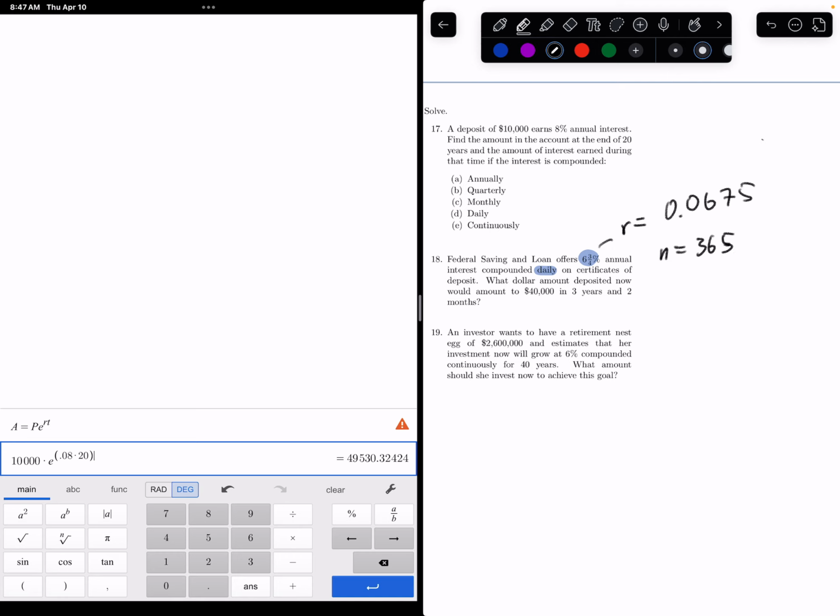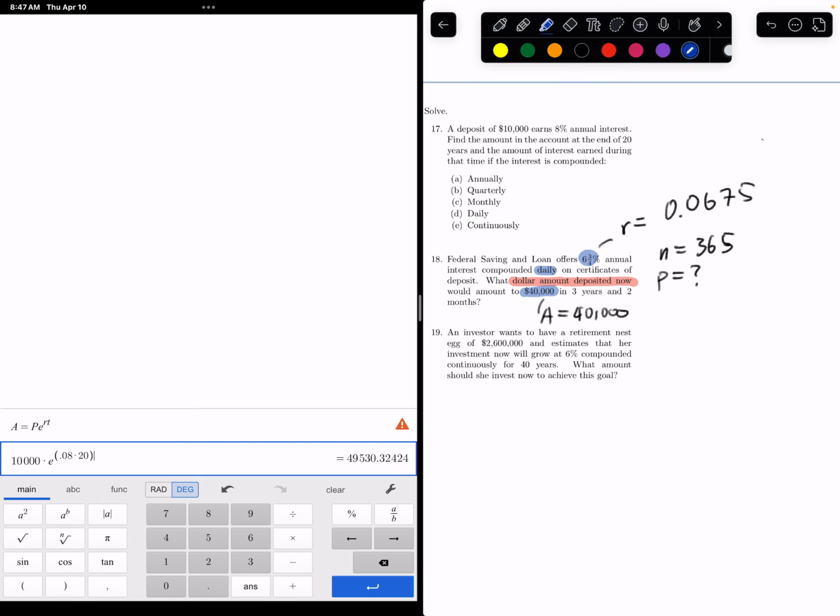Dollar amount deposited now is what we're after. So let's put that as a question mark. What dollar amount should be deposited now? In other words, what is P? We don't know. P is what we're trying to figure out. A little bit different style question where we're not solving for A this time. Would amount to $40,000. So that is the A. Yeah, A is 40,000.